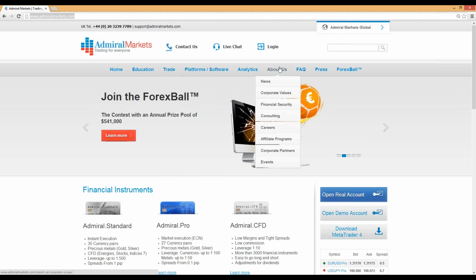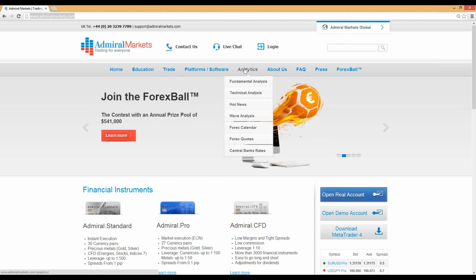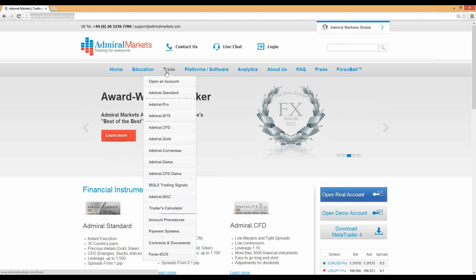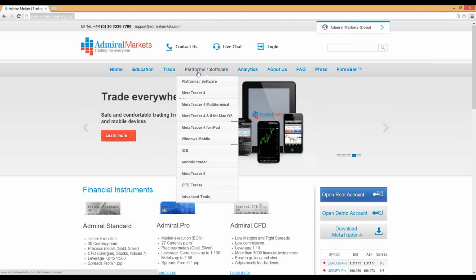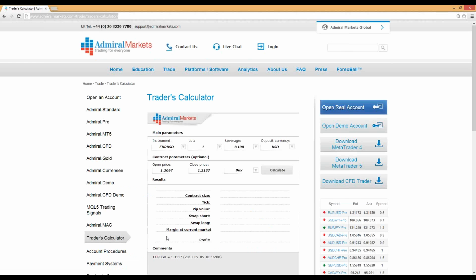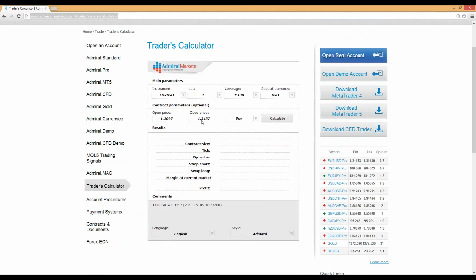I think, remember where it was? Not exactly, but I think maybe advanced tools under platforms and software, right? No, it's under the trade. There is a thing called Trader's Calculator. Bingo. You can use this, guys, to calculate your risk, your percent, your stop loss, right? But always think of your psychology. You need to be good in both things, technically and psychologically.